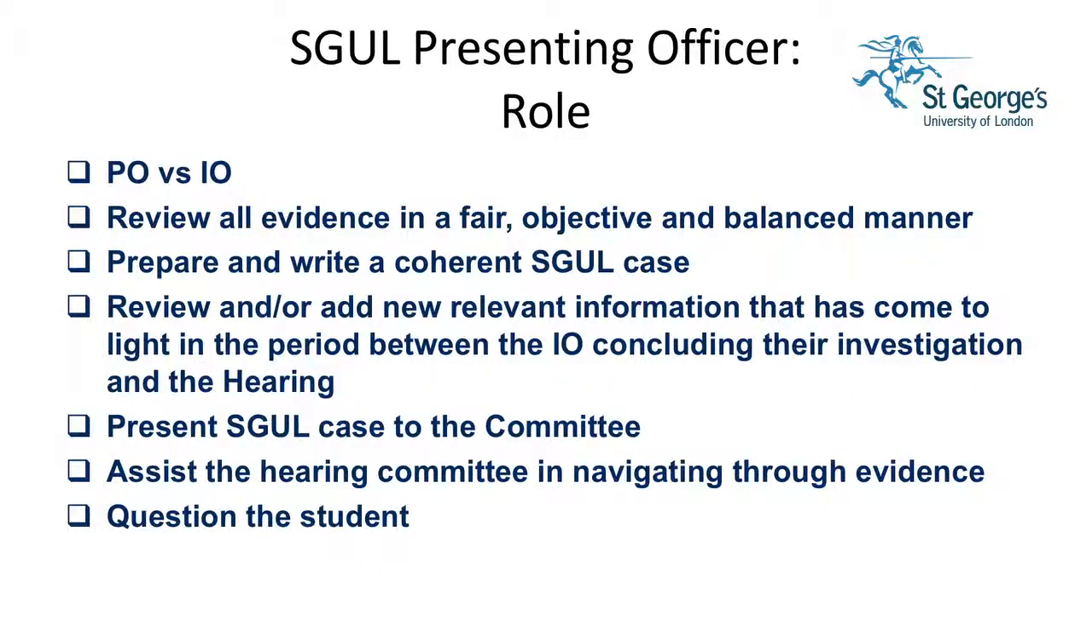So what does the presenting officer do? They read all the evidence, they prepare and write a coherent case, and they review and add new information, which is another difference between investigating officer and presenting officer. The investigating officer's report is just one piece of evidence, well, the most important one, that you are going to use when you go to the hearing. But you can add information that you feel is relevant in the time between the investigation and when the hearing is taking place.